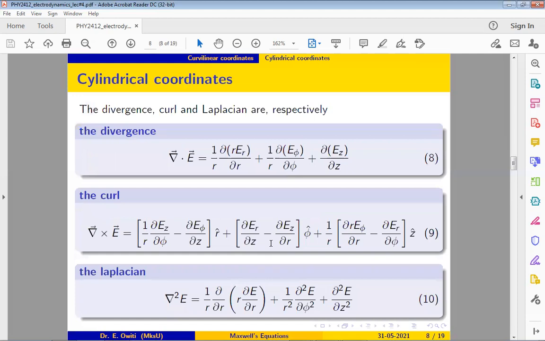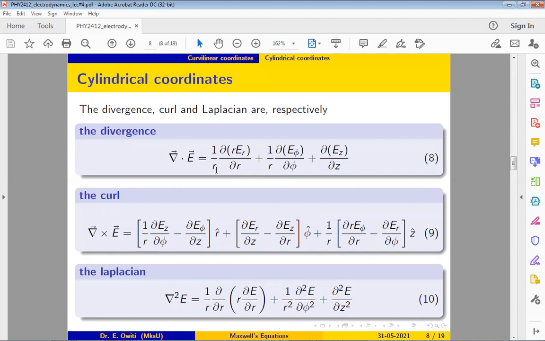The divergence in the cylindrical coordinate system is also not the same as the divergence in the Cartesian coordinate system. If you look at the first term for the divergence, you have a coefficient which is 1 over r multiplied by the partial derivative with respect to r, and it acts on the r component of the vector times r.